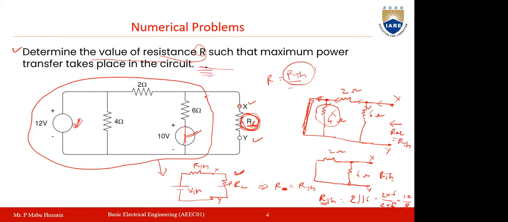Suppose they were asked to find the value of maximum power, then you have to find the V Thevenin, and then find the P max by using the formula V Thevenin square by 4 RTH. But if they are asking only for the resistance at which maximum power transfer takes place, in such a case you just need to find only RTH. That RTH will be the value of resistance where the maximum power transfer will take place.